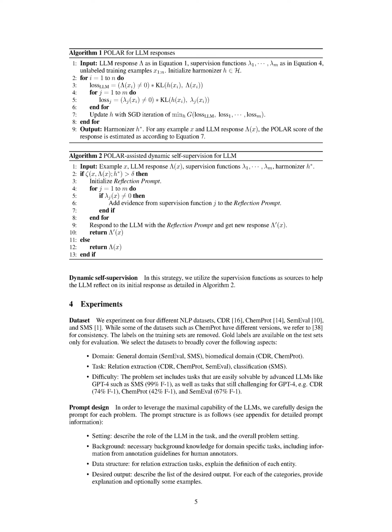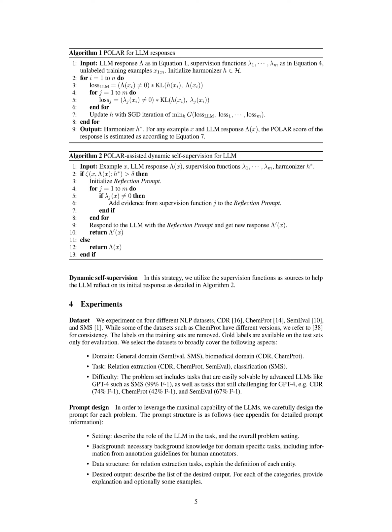We tested our approach on 4 different natural language processing (NLP) datasets: CDR, ChemProt, SEM-Eval, and SMS. We removed the labels on the training sets and used the gold labels on the test sets for evaluation. We chose these datasets to cover a range of domains, tasks, and difficulty levels. For instance, the SEM-Eval and SMS datasets are from the general domain, while the CDR and ChemProt datasets are from the biomedical domain. The tasks include relation extraction and classification. The difficulty varies from tasks that are easily solved by advanced LLMs like GPT-4, such as SMS, to tasks that are still challenging for GPT-4, like CDR, ChemProt, and SEM-Eval.